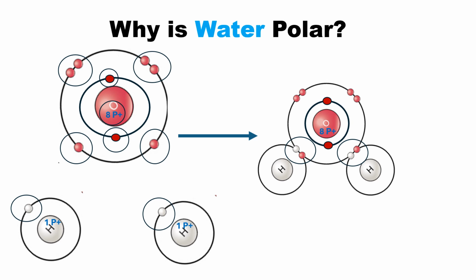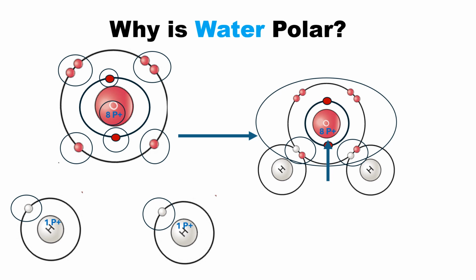However, the oxygen atom is more electronegative than the hydrogen atoms are. So the oxygen atom pulls electrons towards itself, and the electrons spend more time towards the oxygen atom than the hydrogen atoms. Another way of saying this is the electrons are more unevenly distributed towards the oxygen side of the water molecule than the hydrogen side of the water molecule.